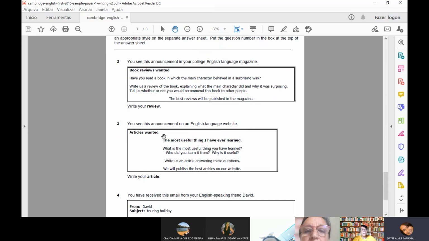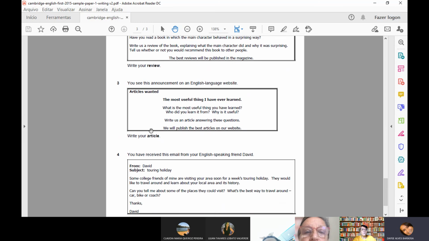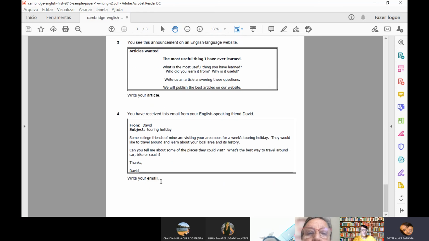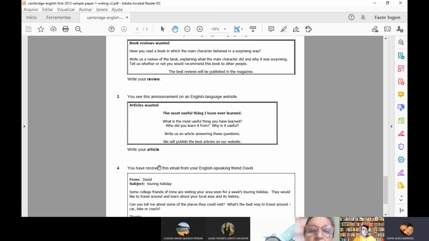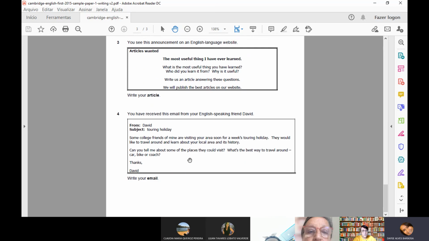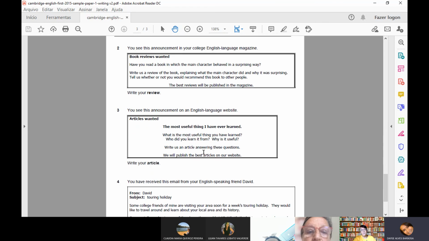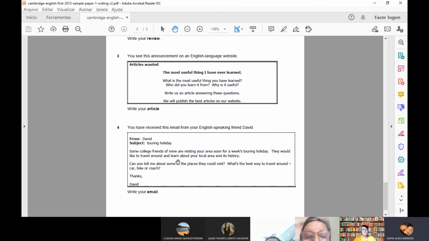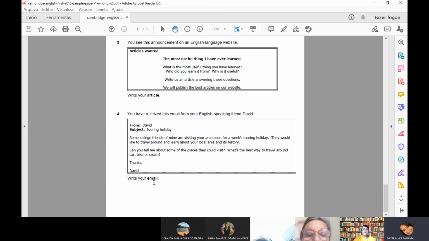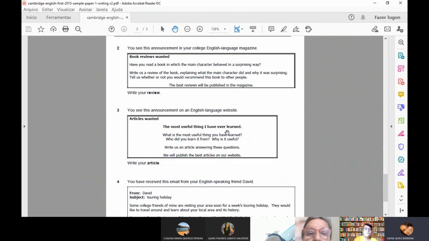And usually they are these ones: a review, an article, or an email. In this case, this is a friendly email. Sometimes they may ask you to write formal emails. They may ask you to write a proposal. We never know beforehand. That's why candidates have to be prepared for all types of writing in English: reviews, articles, emails, informal emails, formal emails, proposals, and information entry, if I haven't forgotten.